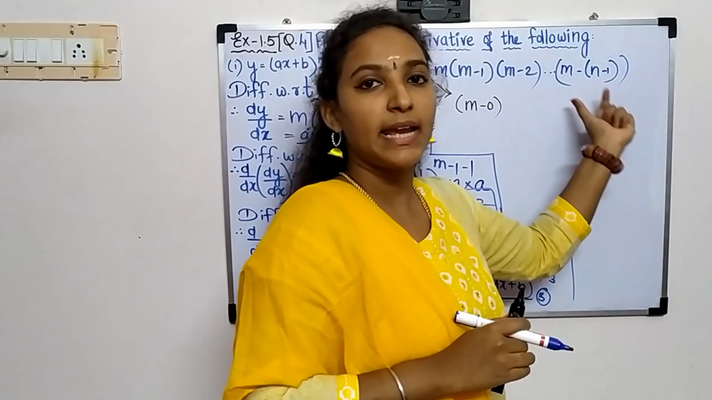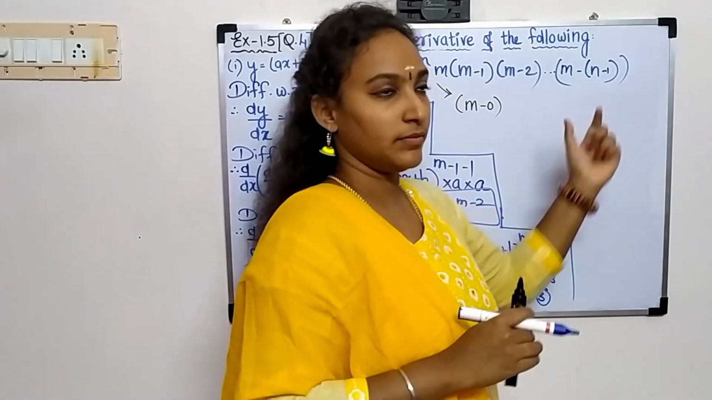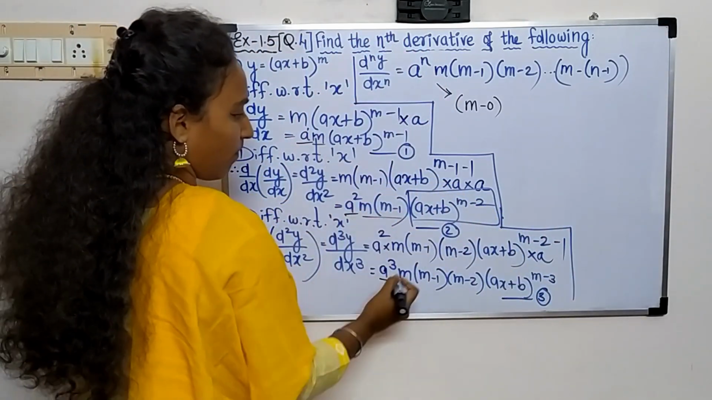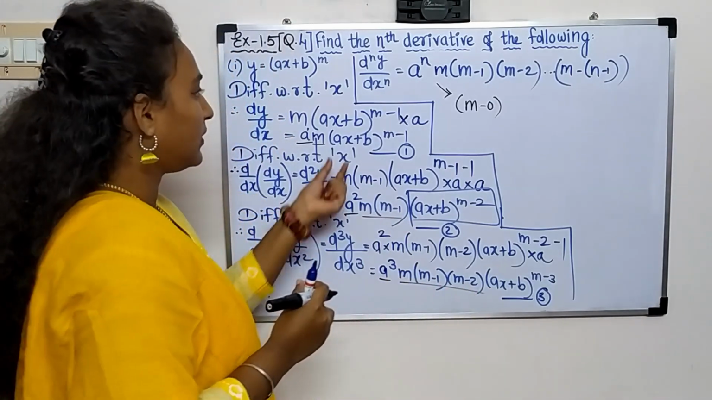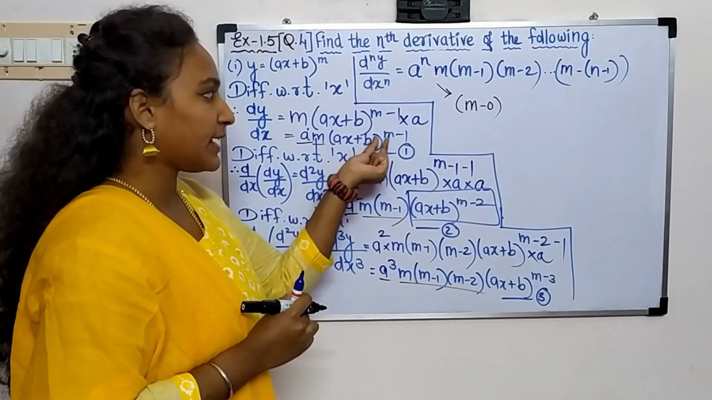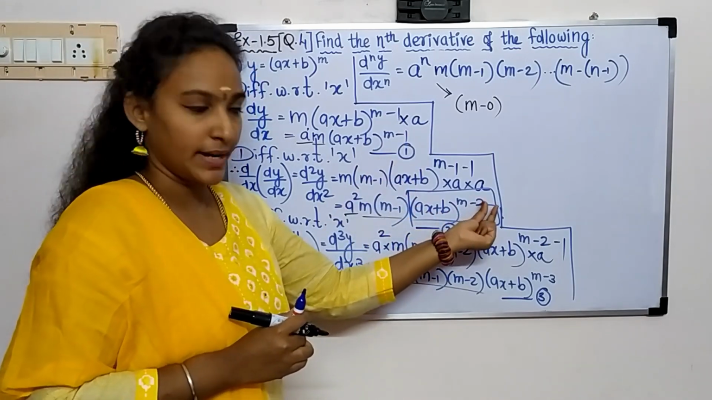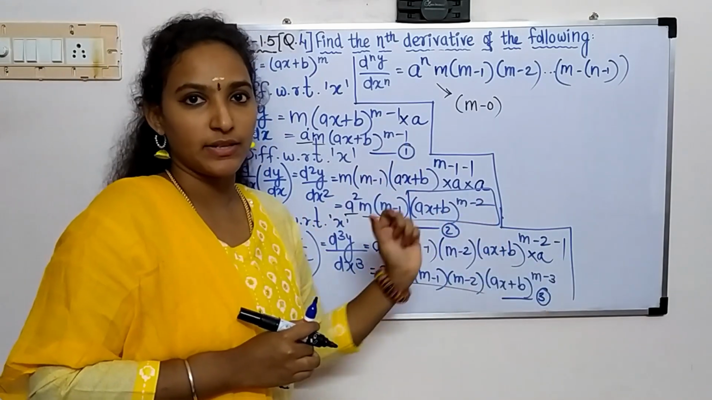And see here, this n minus 1 should be in bracket. So our n part is complete. Now we have ax plus b raised to m minus 1. Then ax plus b raised to m minus 2, m minus 3 and so on.